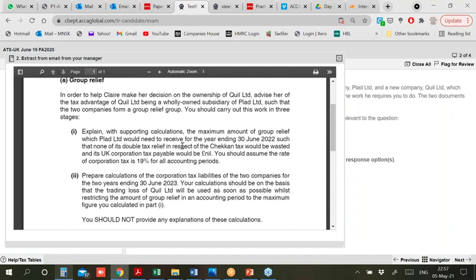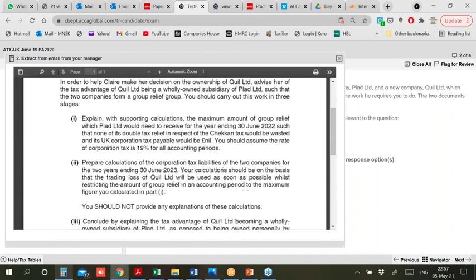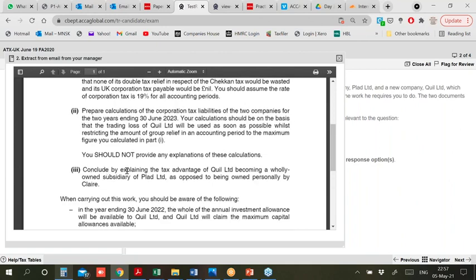These are the key sources. Okay. Now, thirdly, conclude by explaining the tax advantage of Q Limited becoming a wholly owned subsidiary of P Limited as opposed to being owned personally by Claire.